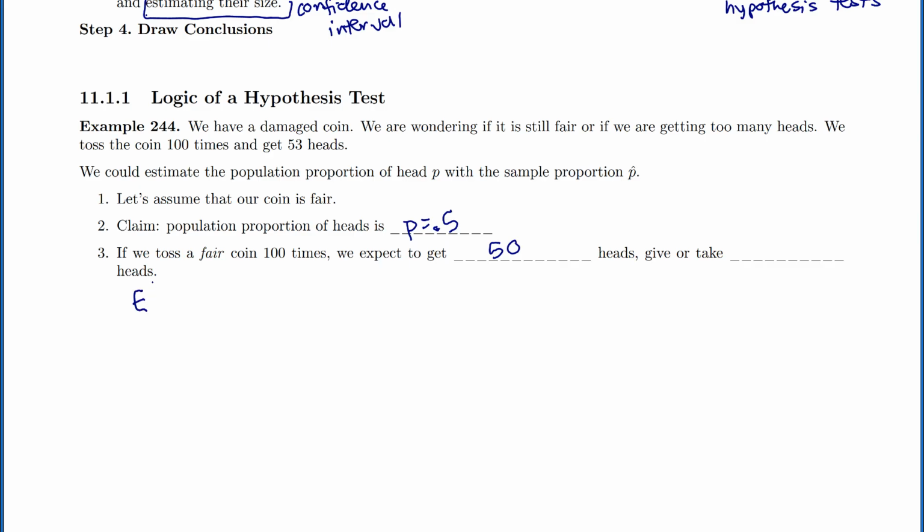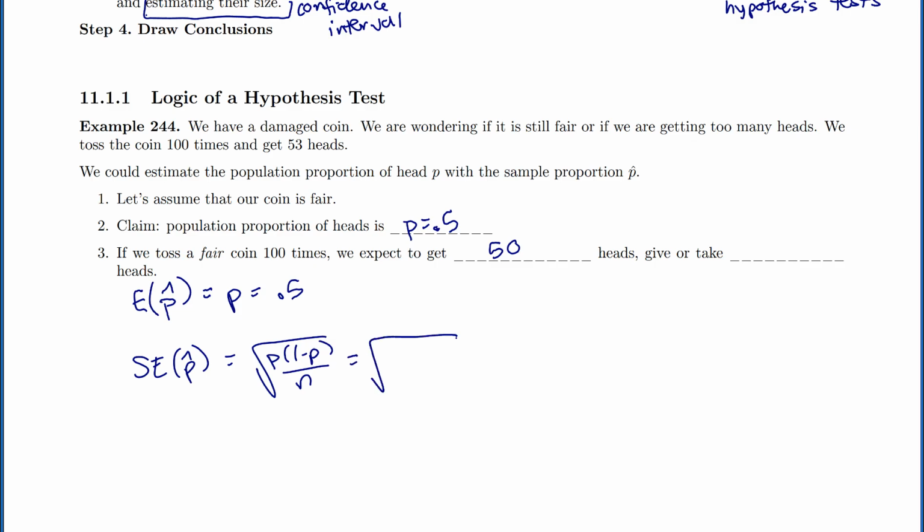Well, how do we do that? We would use the expected value of P hat. So what's the expected value of a sample proportion? It's just equal to the population proportion P, so 0.5. And what's the standard error of P hat? That's the square root of P times 1 minus P over N. Now, we've been using P hats in our confidence intervals because we didn't know what P is, but we are going to assume that P equals 0.5 for all of these calculations. So we can actually use that population proportion that we are assuming.